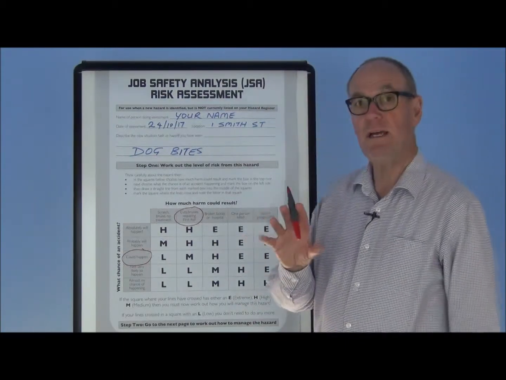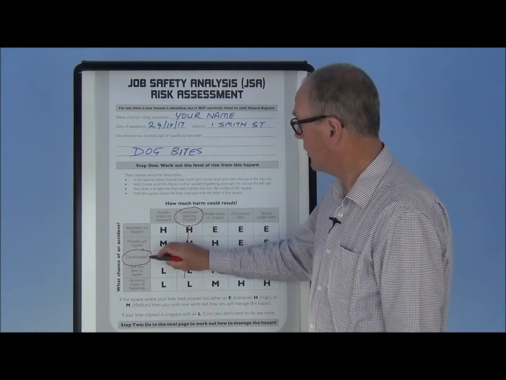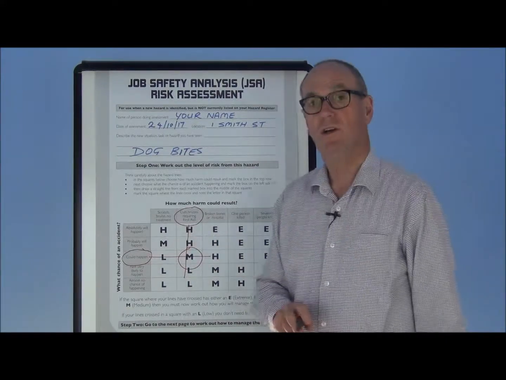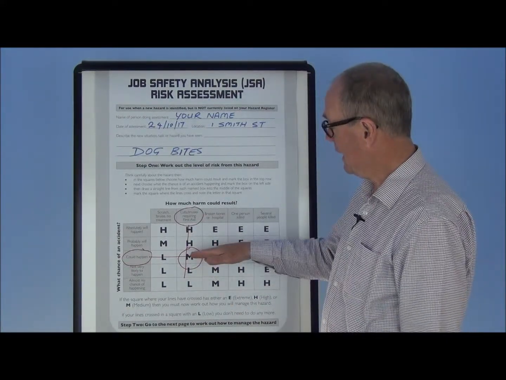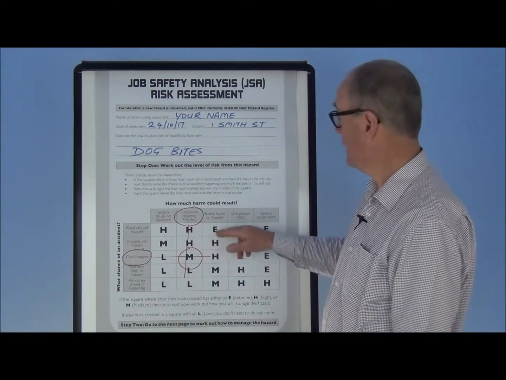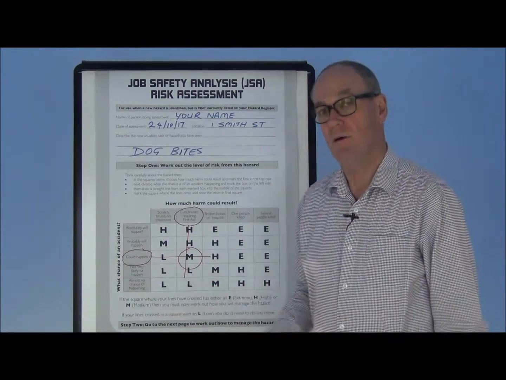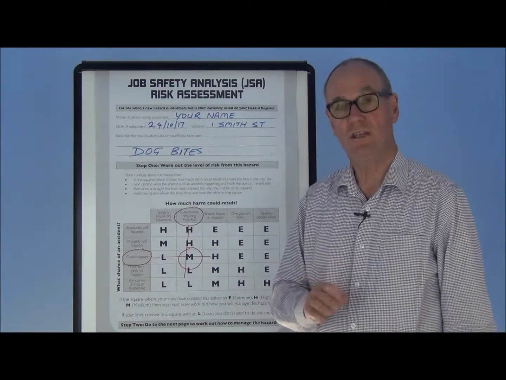Now, how do we get an assessment? Very simple. Draw a line down there, draw a line across there, and where those two lines intersect, you've got your risk level. In this case, it's an M, which stands for medium. If it had been in an H, it would have been high. If it had been in an E, it would have been extreme. If it's in an L, you don't worry about it. But if it's medium, high, or extreme, you need to do something about it.